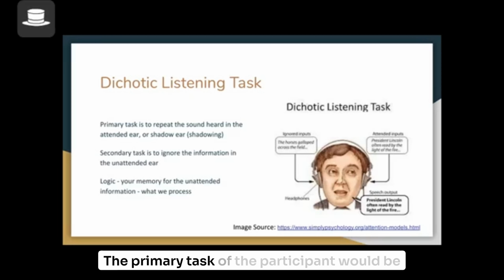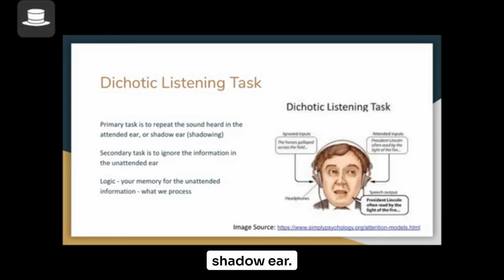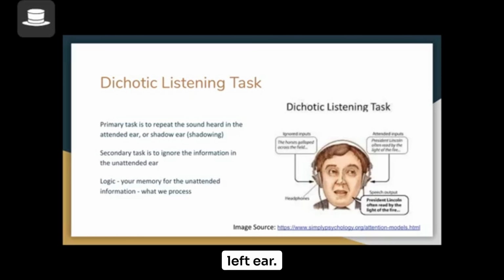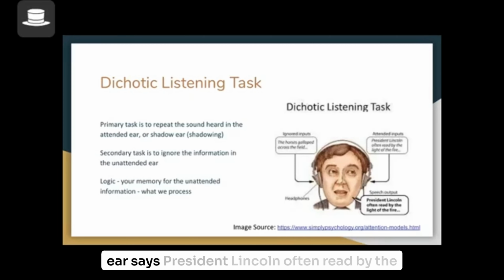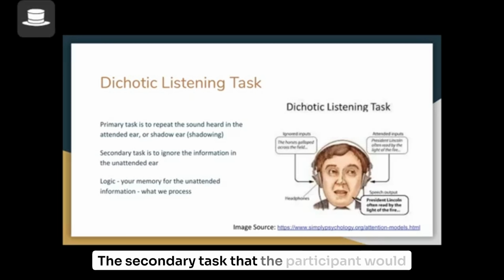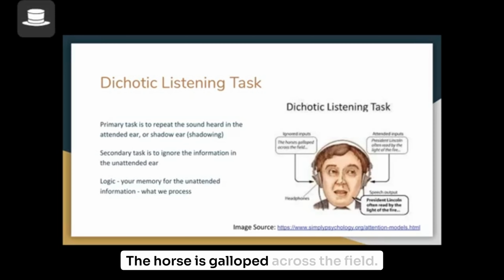The primary task of the participant would be to shadow information sent to one ear. In other words, to shadow is to repeat the sound heard in the to-be-attended ear, or the shadowed ear. In this case, the left ear of the participant is the shadowed ear, and the participant has to repeat the information presented in the left ear. The information presented in the left ear says, "President Lincoln often read by the light of the fire." And the participant repeats that, right? That's the primary task. The secondary task, that the participant would be unaware of, is to ignore the information that is presented to the unattended ear: "The horses galloped across the field."